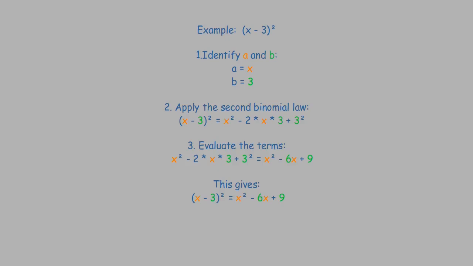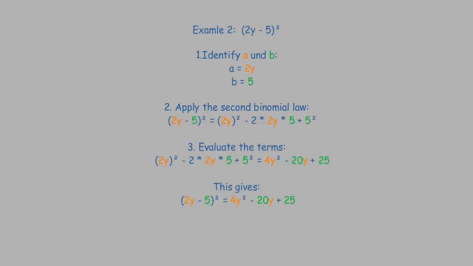Example 1, (x - 3)². 1. Identify a and b. a equals x. b equals 3. 2. Apply the second binomial law. (x - 3)² = x² - 2 times x times 3 + 3². 3. Evaluate the terms. x² - 2 times x times 3 + 3² equals x² - 6x + 9. This gives (x - 3)² = x² - 6x + 9.